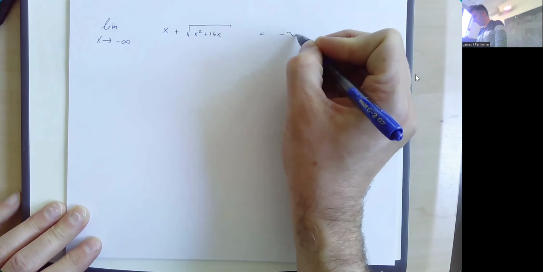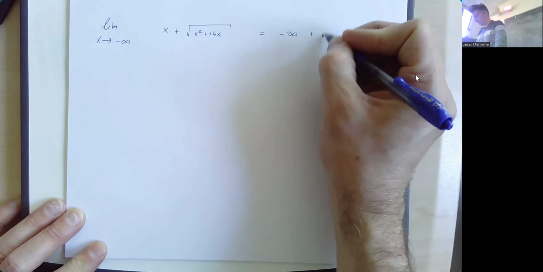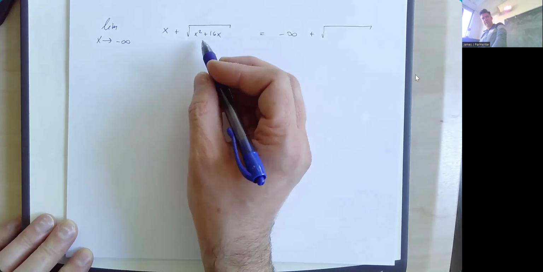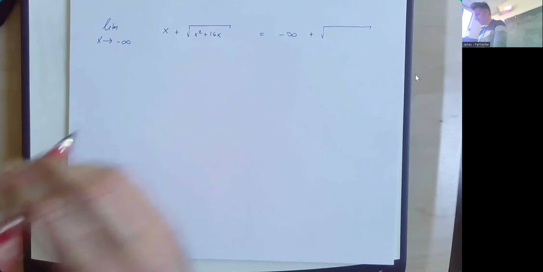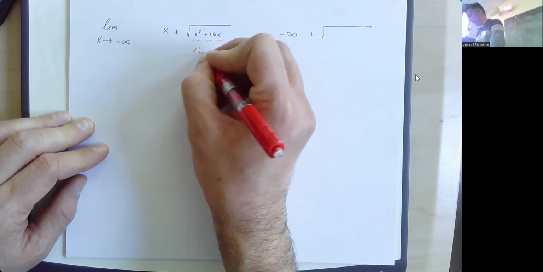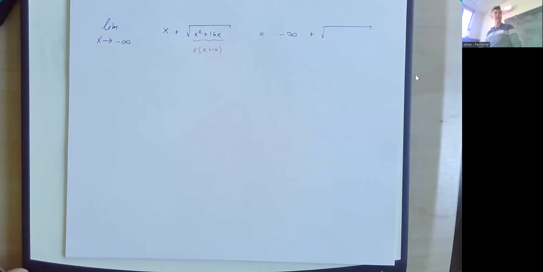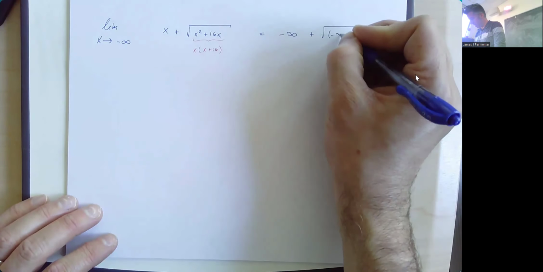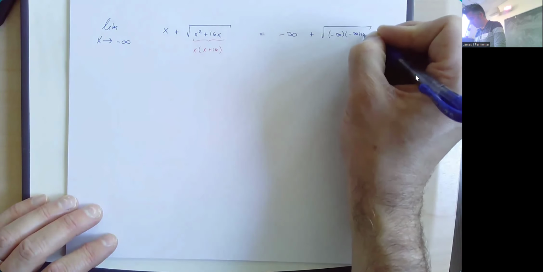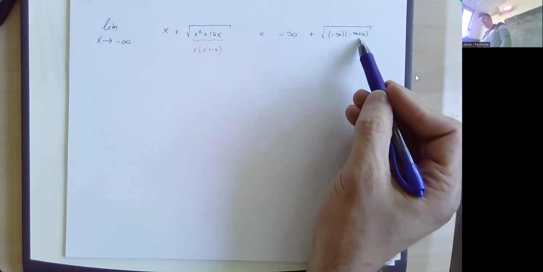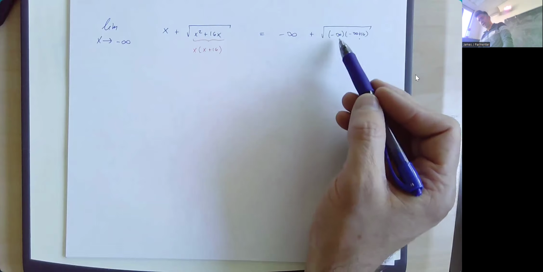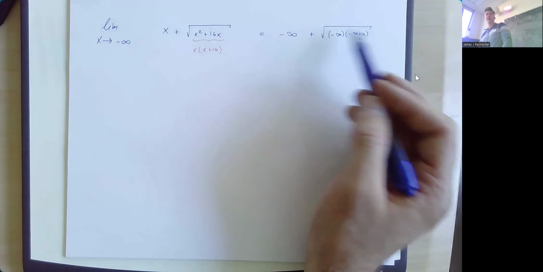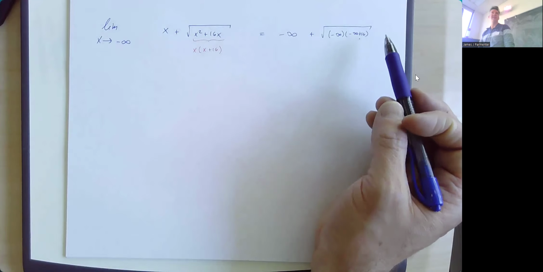Kind of funky. I will point out that if you were to plug in negative infinity, you would get negative infinity plus the square root of, let me make this a little easier to see. I'll point out that x squared plus 16x is the same as x times x plus 16. If I plug in a negative infinity there, that's going to be a negative infinity times a negative infinity plus 16. Negative infinity plus 16 is still negative infinity. Times negative infinity is positive infinity. And what's the square root of positive infinity? It's still infinity.